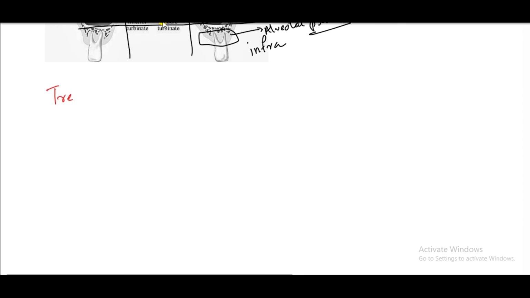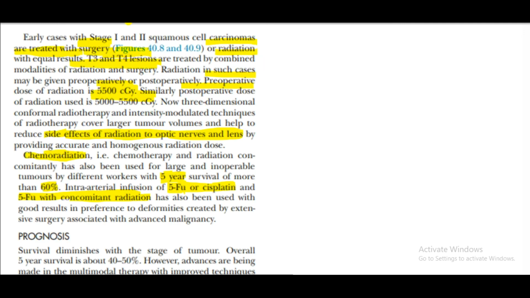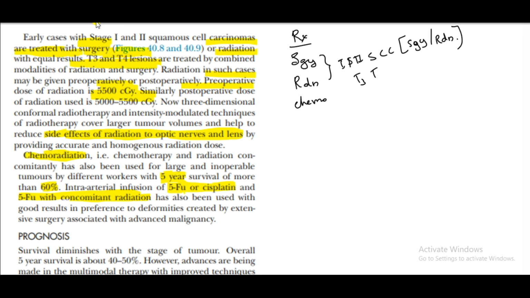The treatment and prognosis. First we can talk about the treatment. The treatment includes surgery, radiation and chemotherapy. Early cases, stage 1 and 2 squamous cell carcinomas, are treated with surgery or radiation with equal results. T3 and T4 lesions are treated by combined modalities of radiation and surgery. Radiation in such cases may be given pre-operatively or post-operatively.